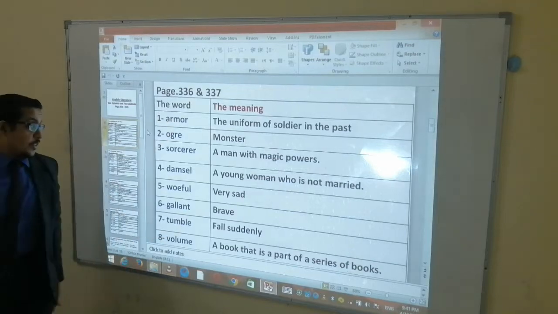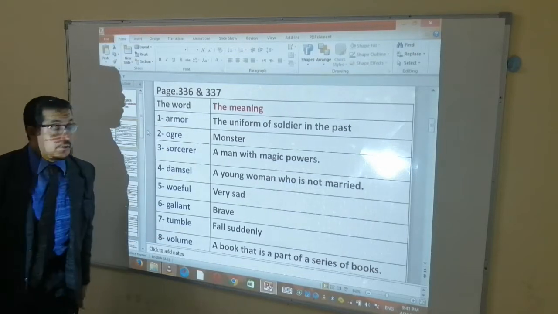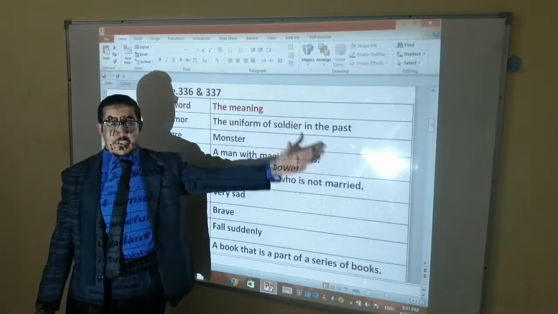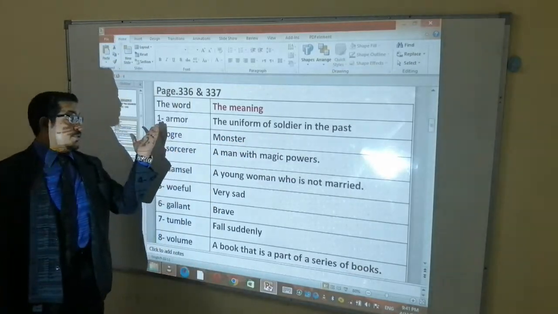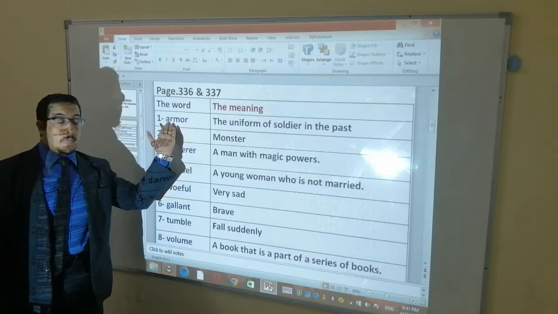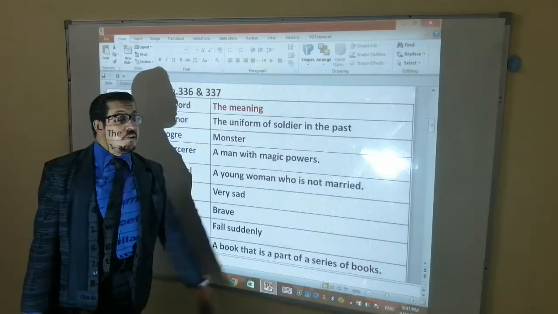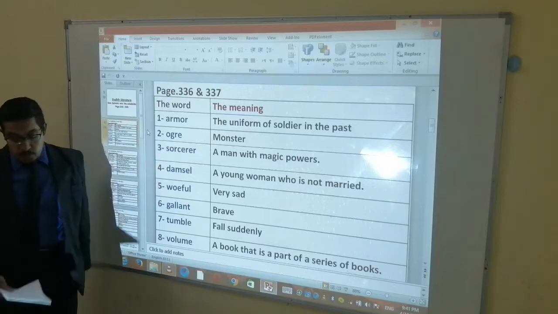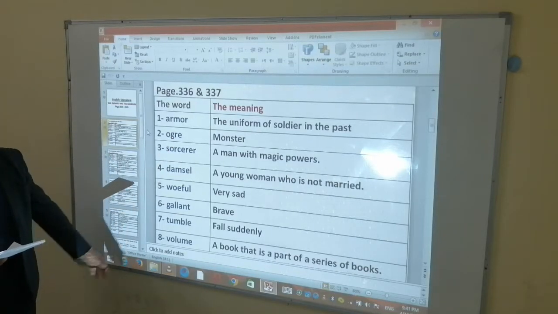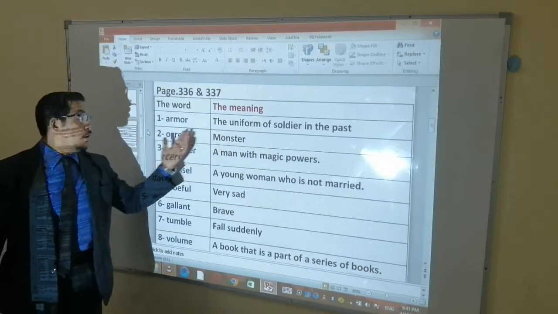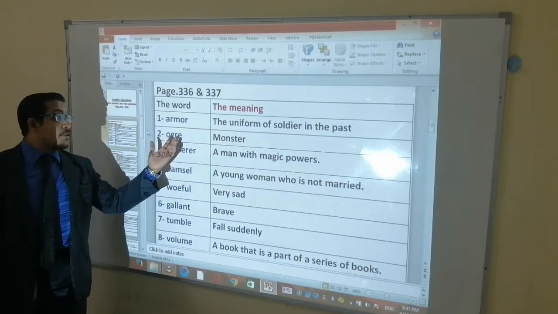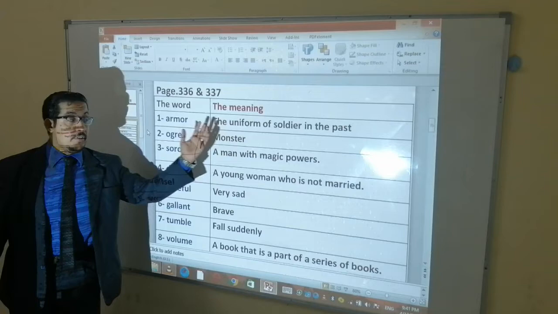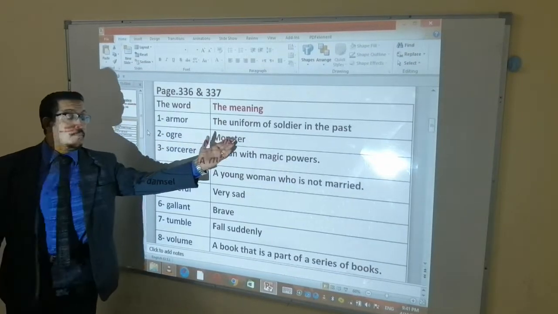The first word that we have is armor. What does it mean? The uniform of soldiers in the past. Armor, the uniform of soldiers in the past. The second one that we have is called ogre. Ogre means what? Monster. Ogre, monster.